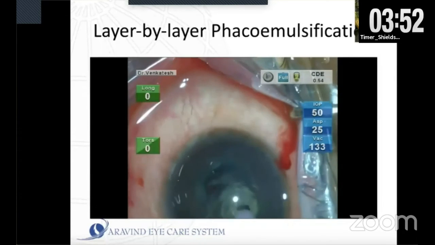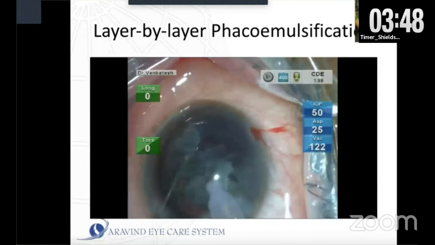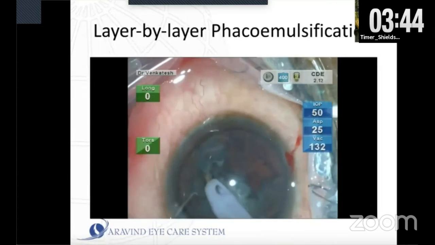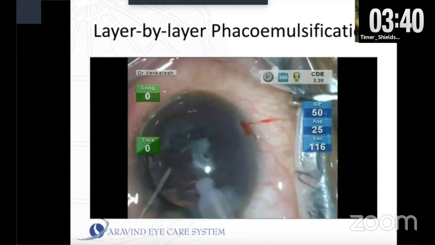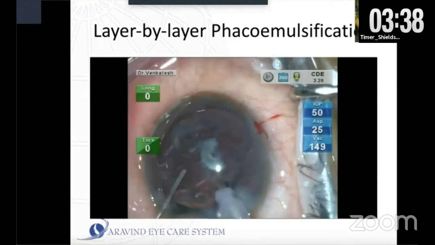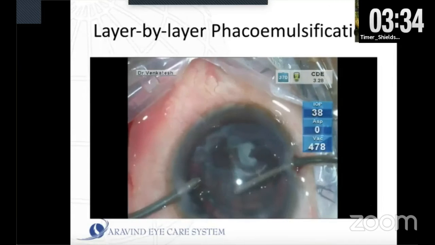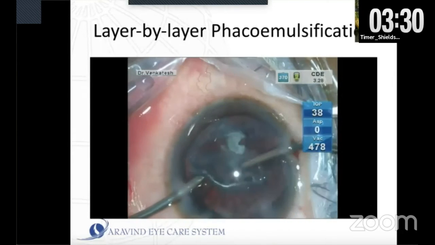Then I'm using a Sinskey hook to first gently emulsify the central nucleus. So I'm just dragging to the center and then gently emulsifying it. And before coming out, we have to make sure the chamber doesn't collapse at every stage, especially when you see a dehiscence. And then next stage, we are trying to remove the epinucleus.